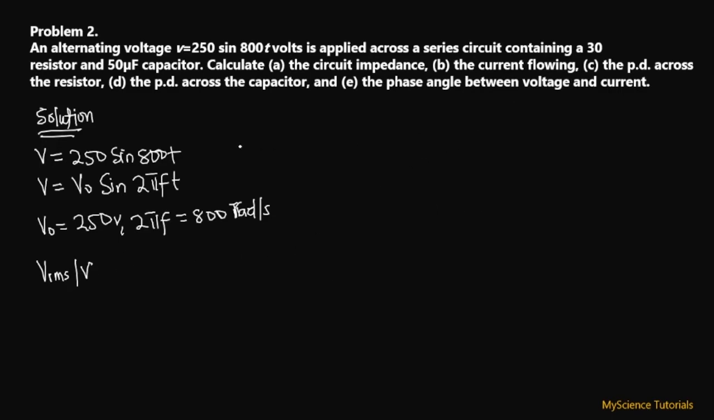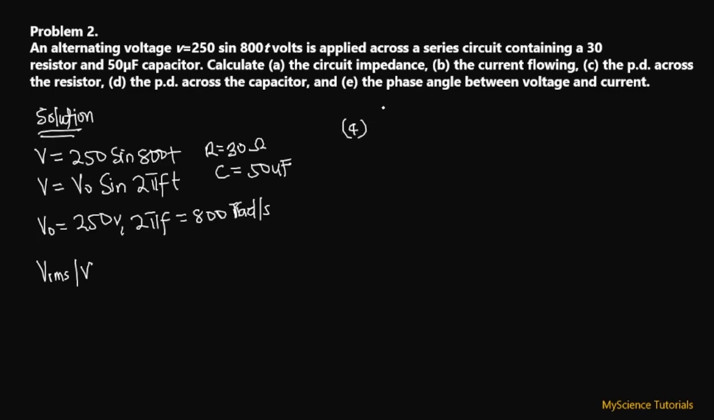So for now, let's have the other parameters that we have in this question. So we have a resistor of resistance 30 ohms, and then we have a capacitor with capacitance 50 microfarad. Okay, so let's go ahead and look at the first aspect of this question, A.